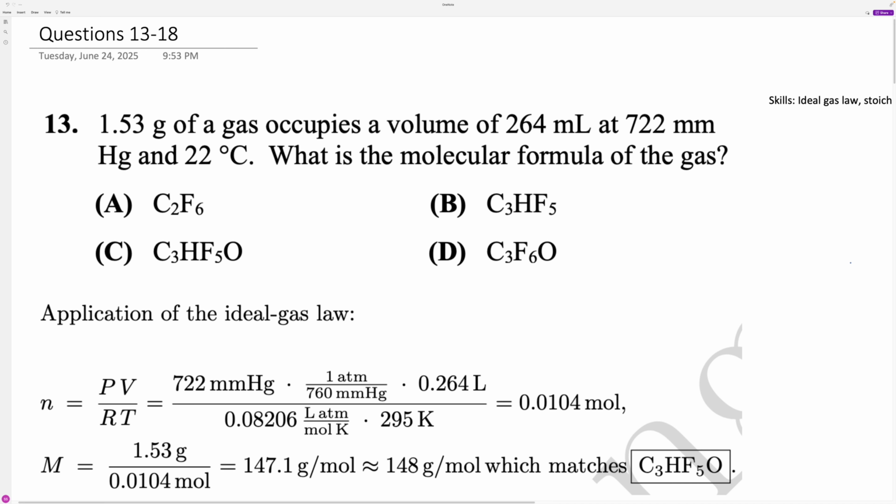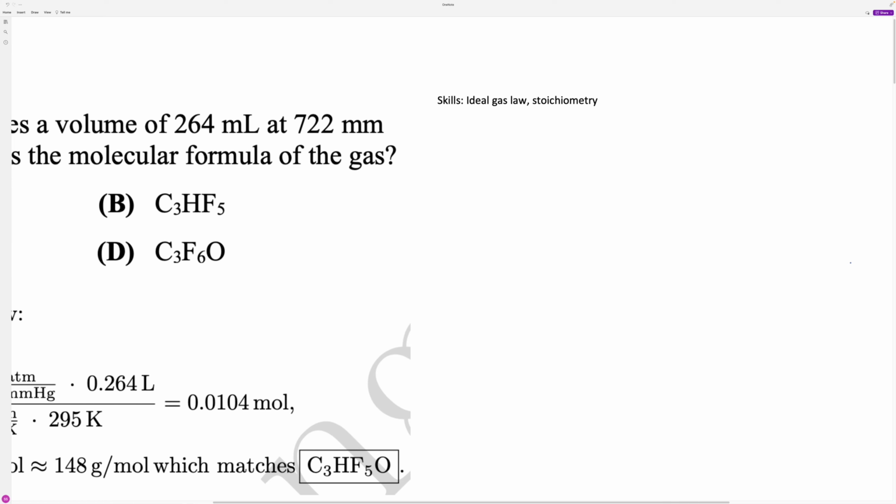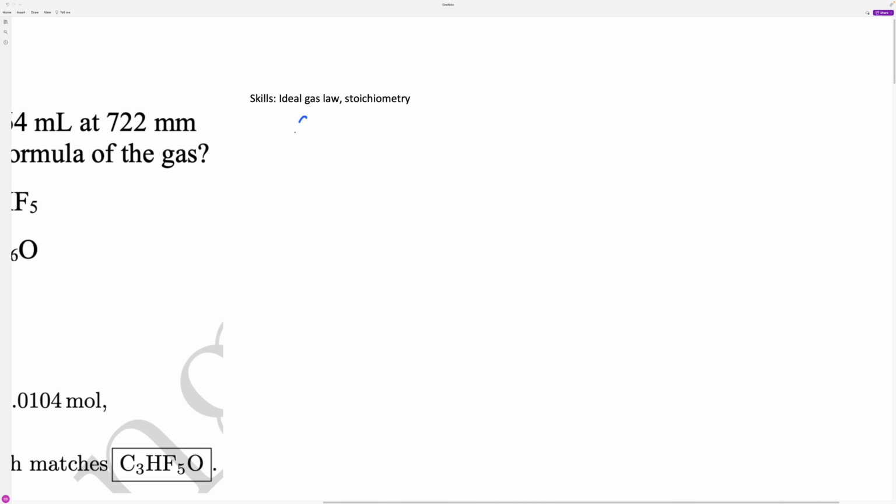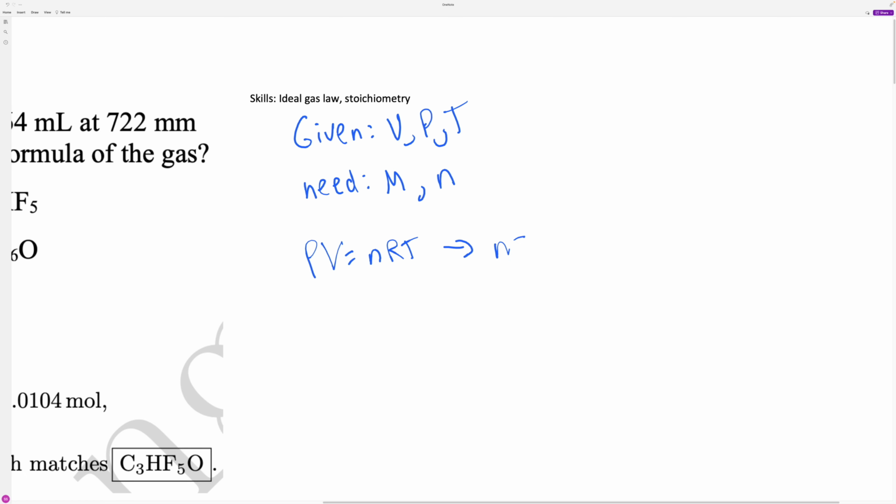Question 13 is testing the ideal gas law, and it's asking for the molecular formula of a gas given some key values. So what we're going to lay out first is what we're given and what we need. We're given the volume, the pressure, and the temperature, and what we need is the molar mass, which we're going to find through the n value, the number of moles. So the ideal gas law is PV = nRT, and we can rewrite this as n = PV/RT.